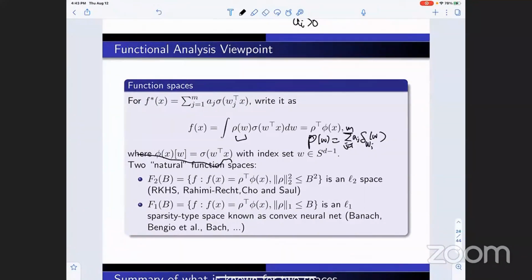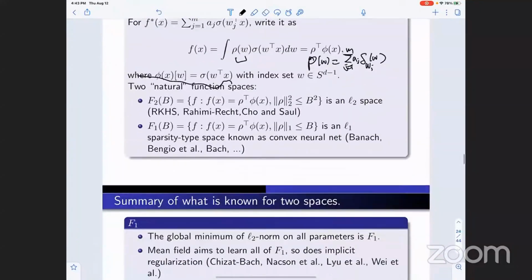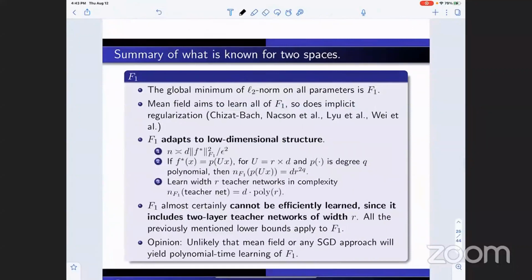The second one is F1 of B. It's a Banach space. It's sometimes called convex neural nets, proposed by Bengio, Bach later studies. Many authors have studied this. And F1 of B is kind of nice because if you believe your teacher network is kind of small, then L1 norms give sparsity. And that's kind of why you would think that F1 of B may have better statistical properties. And this would be correct.